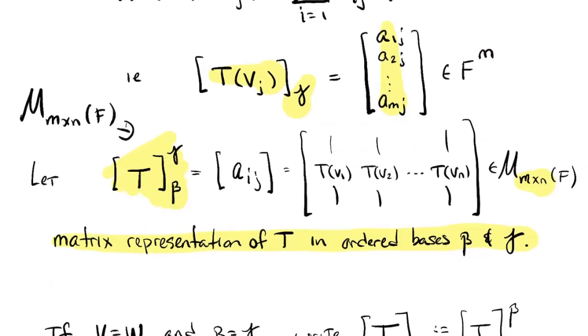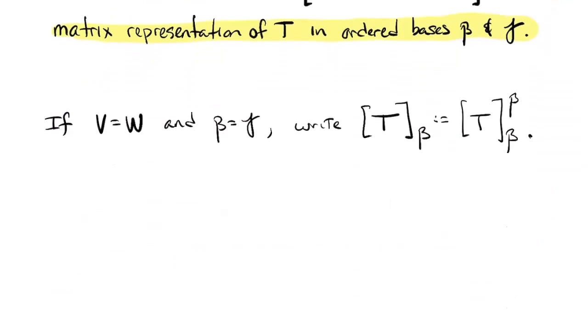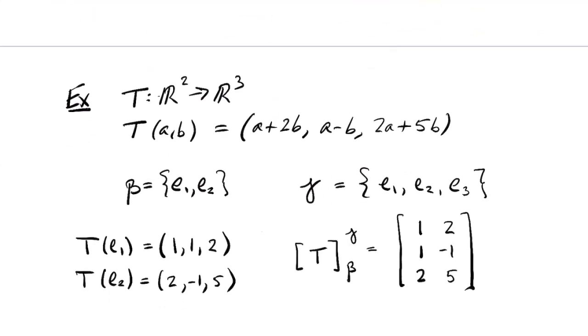Nice. Let's practice this. Oh, sorry. If V and W are the same and beta and gamma are the same basis, we shorten the notation. I just write T beta instead of T beta beta. Okay, so that's just a notational convention. So if you see one of these matrices, T is a function, so I won't confuse it with a coordinate vector. And if it looks like it's missing something up here, it just means V and W are the same. There was just one basis. Cool. Let's do some examples.